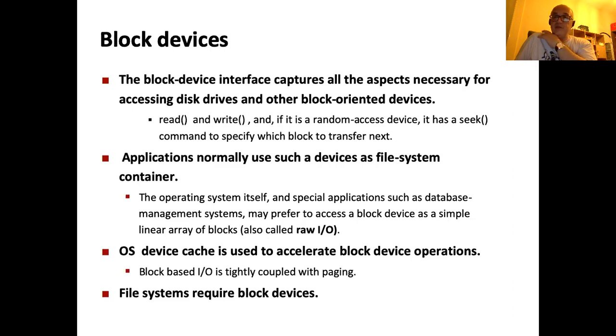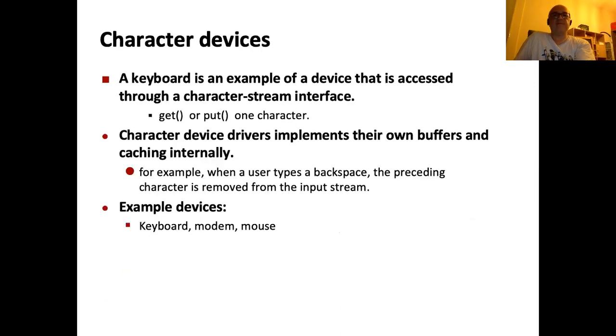The device cache is important for block devices. These block device operations can be cached by the system read and write operations so that they will be much more efficient. And it is tightly coupled with the virtual memory and paging subsystem. You cannot have a file system on a character device. You need a block system.